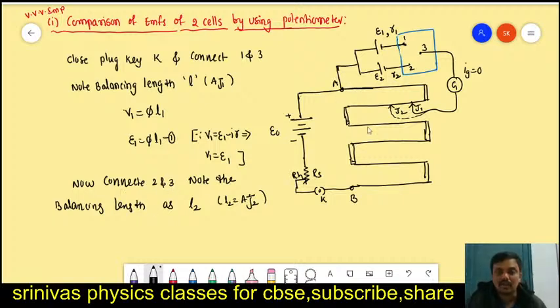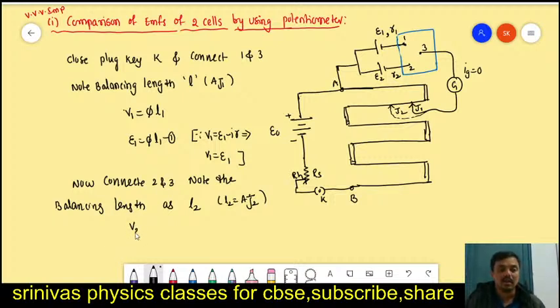Now when 2 and 3 are connected, the second cell is inactive, and again the current through the galvanometer is 0, which means the potential difference across AJ2 equals the potential difference across the cell. They will be balanced. Net potential difference becomes 0, net EMF 0. That's why current does not flow, right? Due to this cell, some potential difference is there across the cell, and due to this battery some potential difference is there across this wire. Those potential differences are equal, so net EMF is 0 and current becomes 0, right?